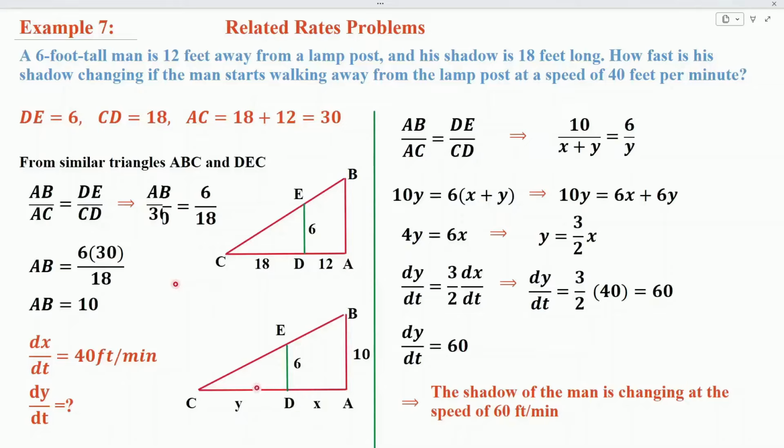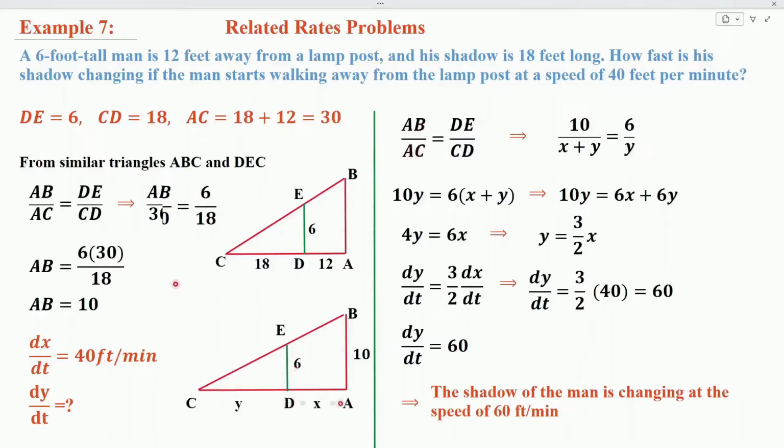x. And the length of his shadow will also change, and we will denote it by another variable y. So we have to find the rate of change of his shadow, dy by dt. Now, using the same procedure by comparing the bigger triangle with the smaller triangle, we write perpendicular over base, AB over AC, and then the smaller triangle, perpendicular over base, DE over CD.